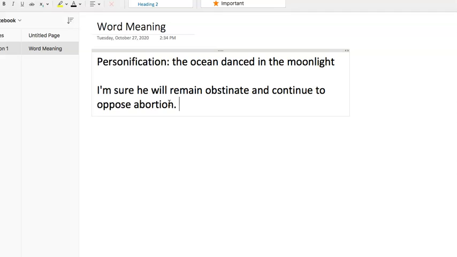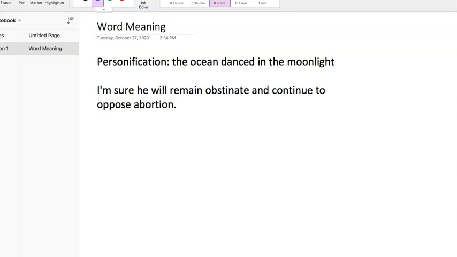But as far as word meaning and vocabulary, what you're not really supposed to be doing, and what is really a waste of time, is to memorize the few hundred words that are the most commonly used. What you really want to do is be able to learn words using context. You do that all the time in your life. If you know what all of the words mean except for obstinate, you could probably pretty accurately guess what it means. Let's break it down to its pieces: I'm sure he will remain obstinate and continue to oppose abortion.